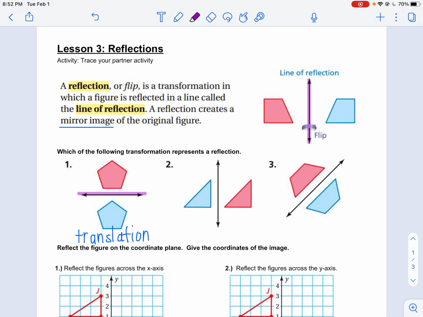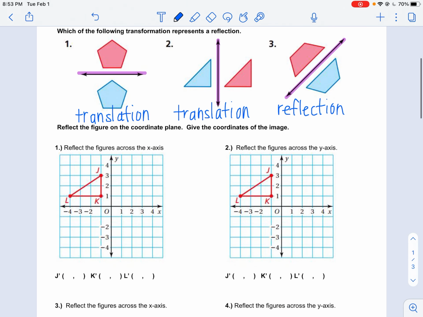Take a look at example 2. Highlight your line of reflection. We're going from the red to the blue, and even when we flip that red triangle over that line of reflection, we can see that this one again is slid across the line of reflection, therefore making it a translation. Look at example 3. Your line of reflection between the red and blue shape does show that that red trapezoid was in fact flipped, its mirror image over the line of reflection, and therefore we can call it a reflection.